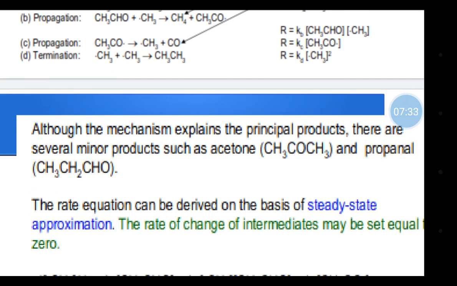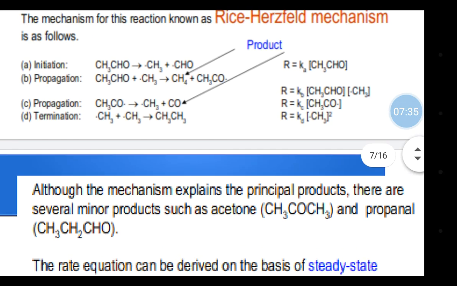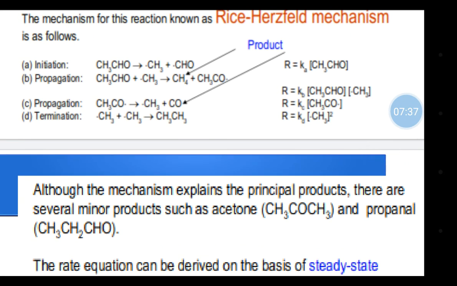Now, although this mechanism explains the principal products CH4 and CO, there are several other minor products like acetone and propanol which are not shown here. But this mechanism is enough to explain, or it correctly explains, the observed rate of the reaction.